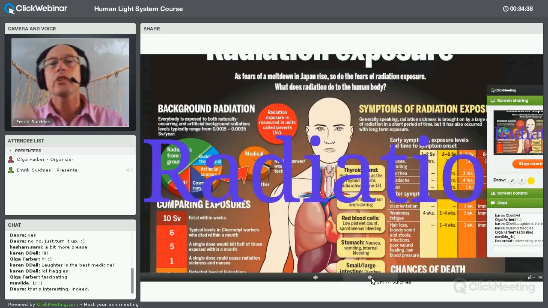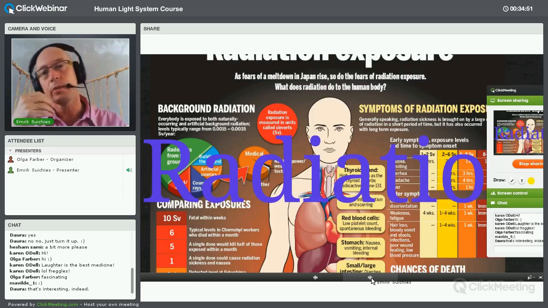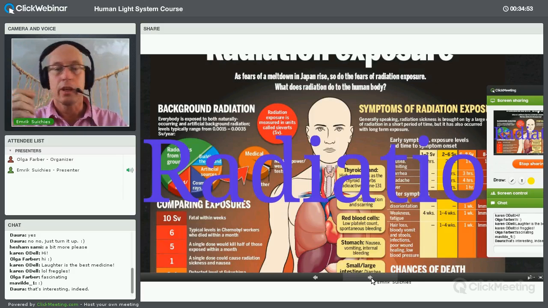We also made a cycle which is called radiation. And in that cycle, there are some frequencies which you can use. For example, when you're having a tumor and you use a lot of chemotherapy, but also radiotherapy, and you see that radiation is in the tissue, then you can use the cycle radiation.